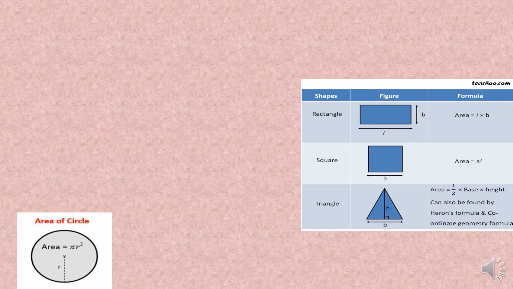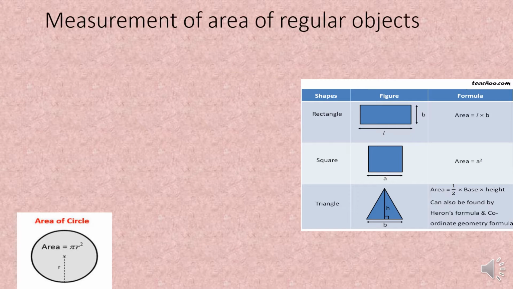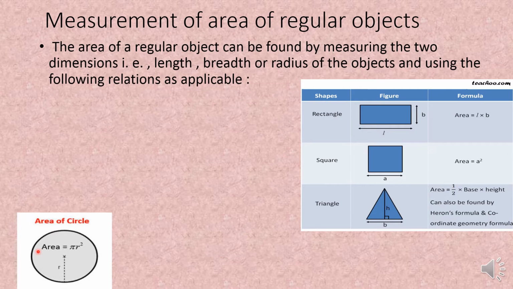Children, we have measured the area of regular objects. As I have told you, regular objects are those whose shapes are properly defined, like a rectangle, whose shape is defined already, a square, whose shape is defined, a triangle. So how do we measure their area? We have the formulas with us, to measure the area of the rectangle, the square, the triangular shape, and the circle.